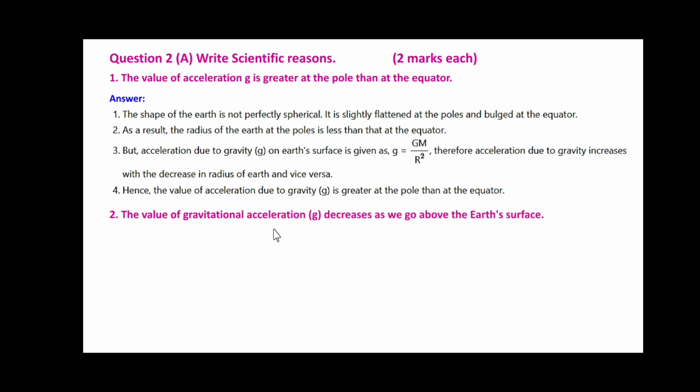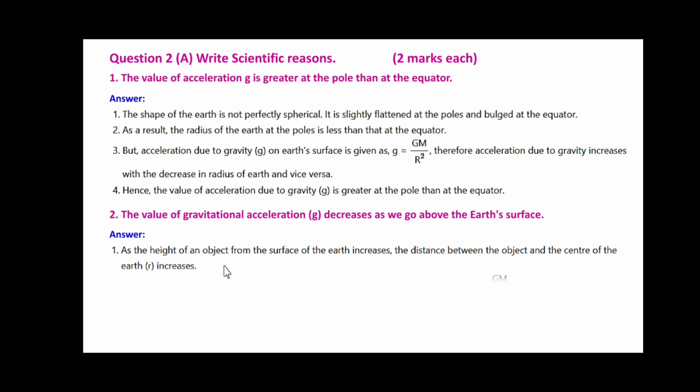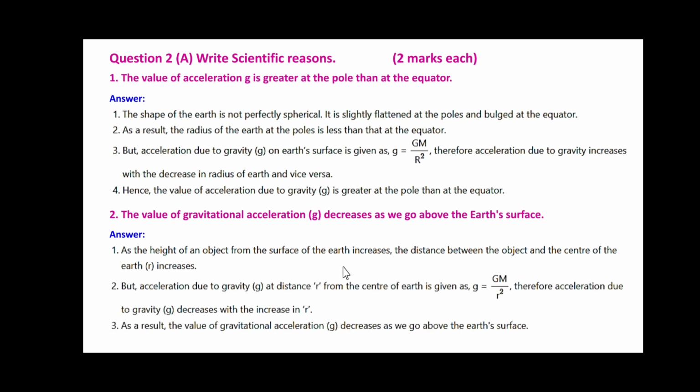The value of gravitational acceleration small g decreases as you go above the earth's surface. Friends, as the height of an object from the surface of the earth increases, the distance between the object and the center of the earth, that is radius, increases. But acceleration due to gravity g at distance r from the center of the earth is given by g is equal to GM upon r square. Therefore, acceleration due to gravity g decreases with the increase in r. As a result, the value of gravitational acceleration g decreases as we go above the earth's surface.